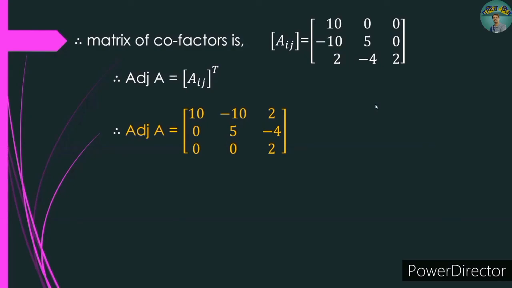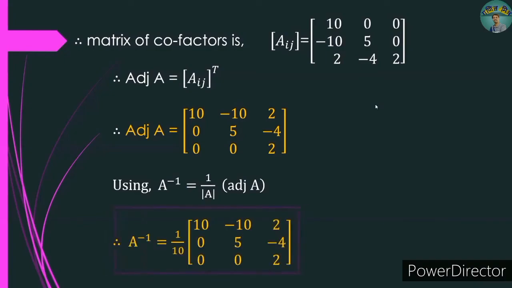And once you get the determinant and adjoint, you can easily find out A inverse using this formula. Just substitute the values of determinant and its adjoint, and therefore A inverse is equal to 1 upon 10 into 10, minus 10, 2, 0, 5, minus 4, 0, 0, 2. The very important part in this method is to find the adjoint of the matrix, and to find the adjoint we should know how to find minors and cofactors.